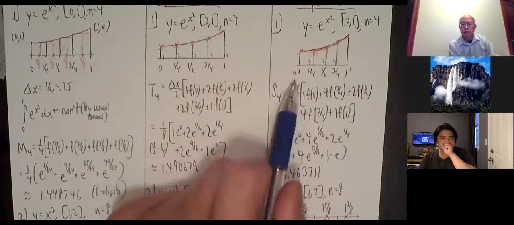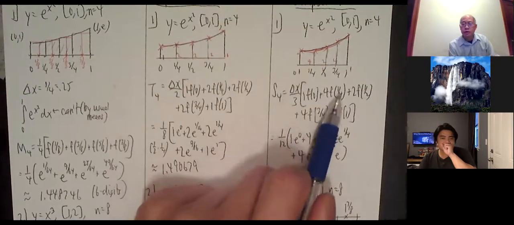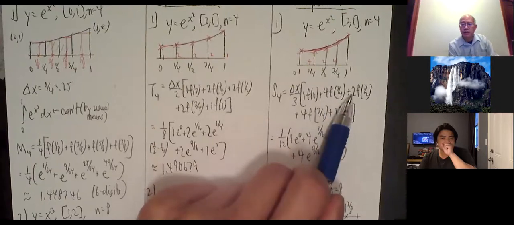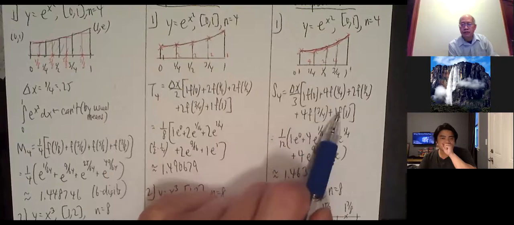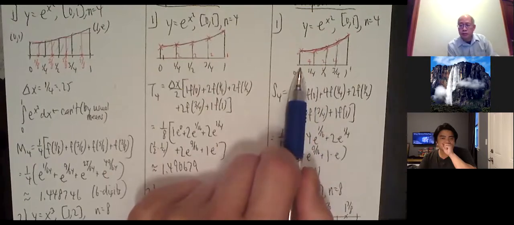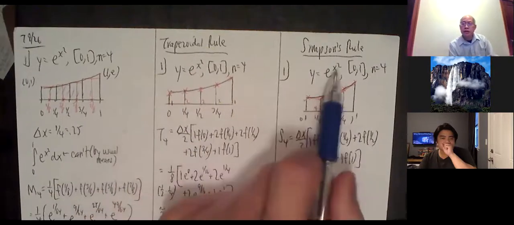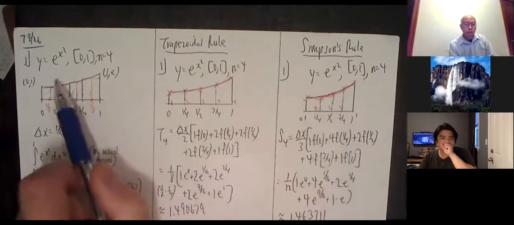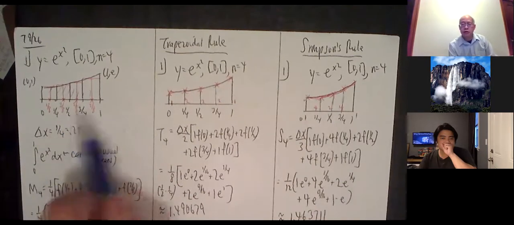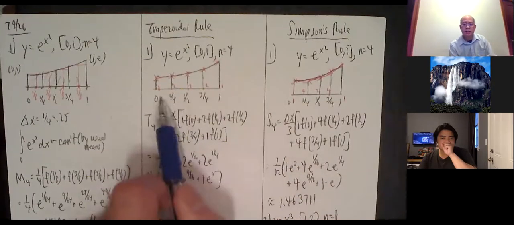That only works if n is an even number. So 1 times f of 0, and then 4 times f of 1/4, plus 2 times f of a half, plus 4 times f of 3/4, and then 1 times f of 1. You don't need the midpoints, right? So trapezoidal rule, no midpoints. Simpson's rule, no midpoints. Where's the only case where you need the midpoints? Midpoint rule, logical. So these, no midpoints, just the endpoints, of which in this case there are 5.